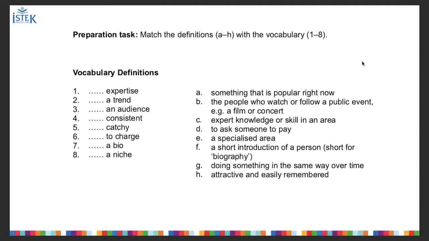E, a specialized area. F, a short introduction of a person, short for biography, a little bit of a giveaway there. G, doing something in the same way over time. And H, attractive and easily remembered. So I'm going to give you about 30 seconds here. Let's see how many of them you can match up before we take up the answers.